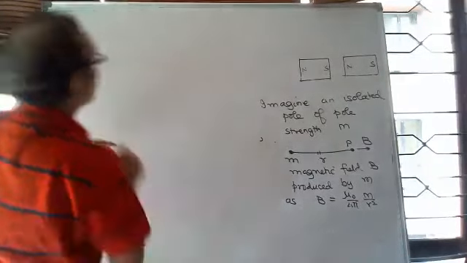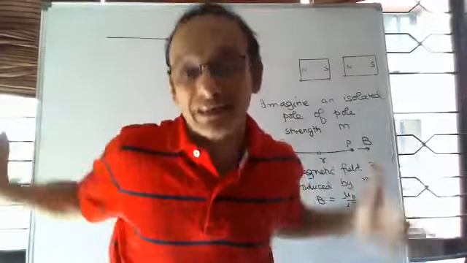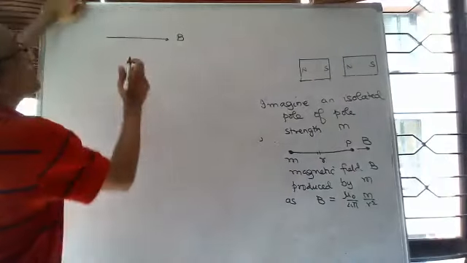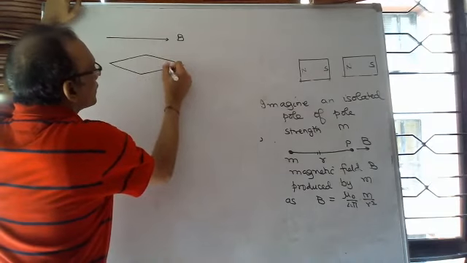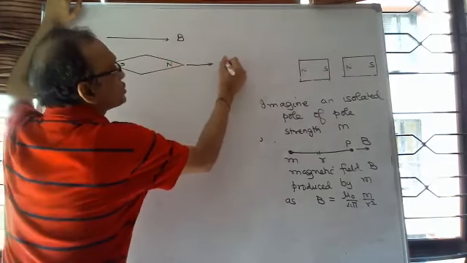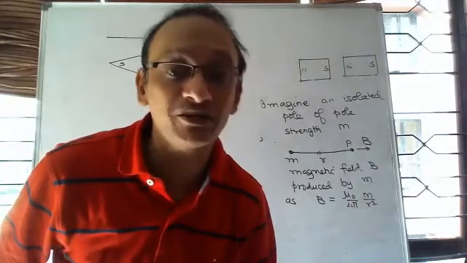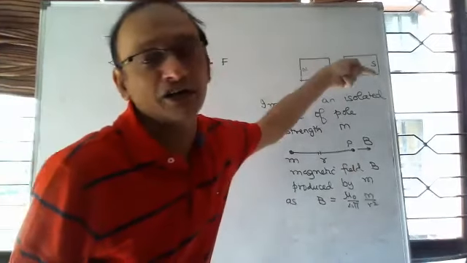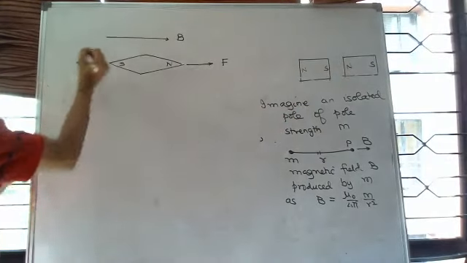If there is a magnetic field B produced by a pole or combination of poles, by a magnet or combination of magnets or some other means, and in this region I keep a compass needle, north-south, the north pole will always experience a force in the direction of the field. Just like a positive charge will experience a force in the direction of the electric field, a north pole will always experience a force in the direction of the field, whereas a south pole will experience a force opposite to the direction of the field.